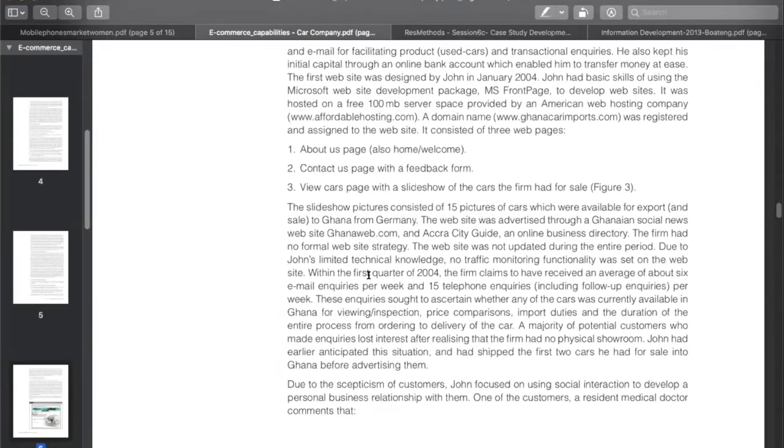to have received an average of 6 email inquiries per week and 12, 15 inquiries per week. These inquiries sought to ascertain... This one too is coming back to mechanical: what was happening, how something was working at that time. So you are realizing that he's moving between mechanical, causal, and then developmental, mechanical, causal, and developmental. Now look at this one.